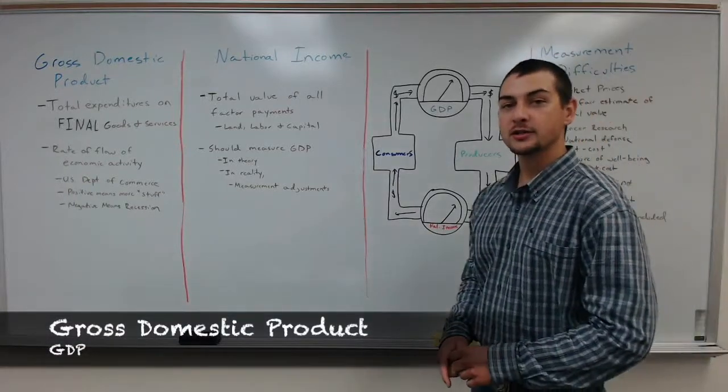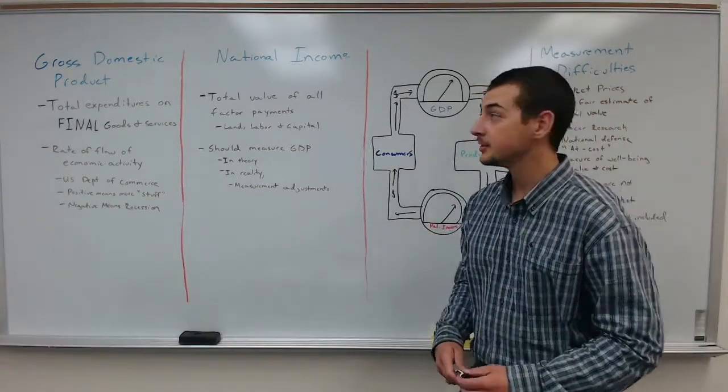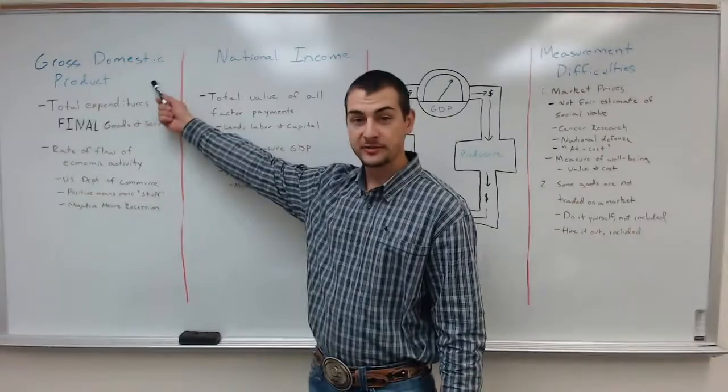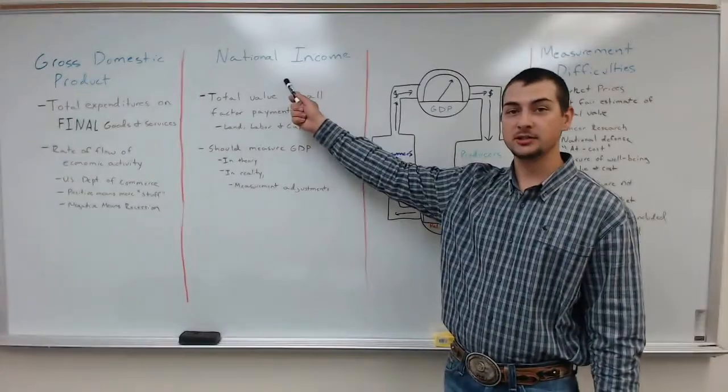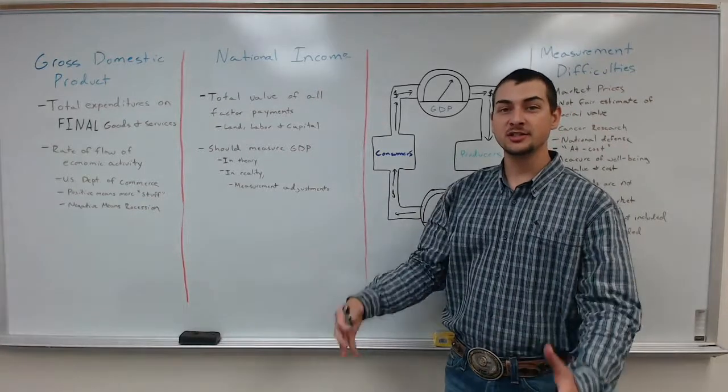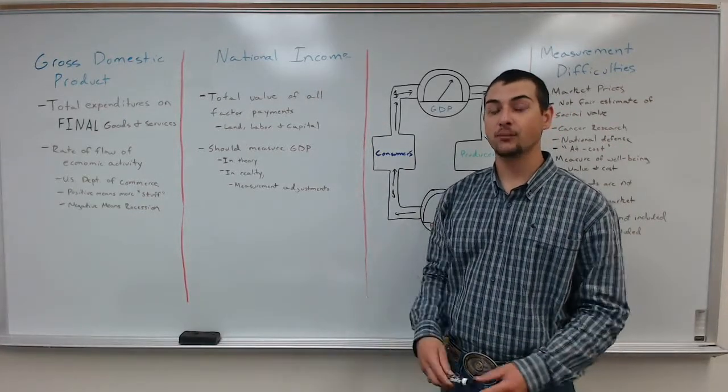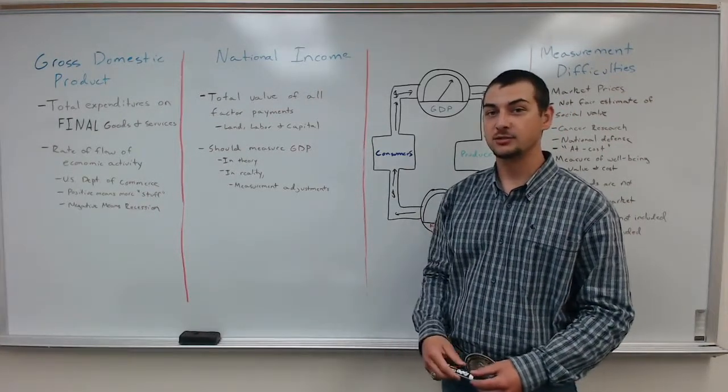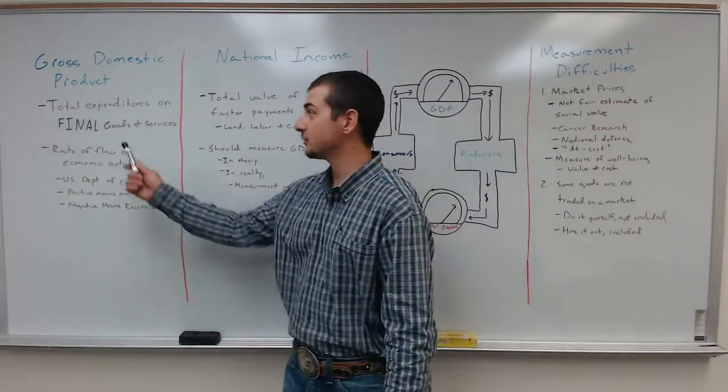In this video, we're going to talk about two very important concepts. That is GDP, or Gross Domestic Product, and national income. Both of these are extensions of the circular flow model. Let's dive on into GDP, or Gross Domestic Product.